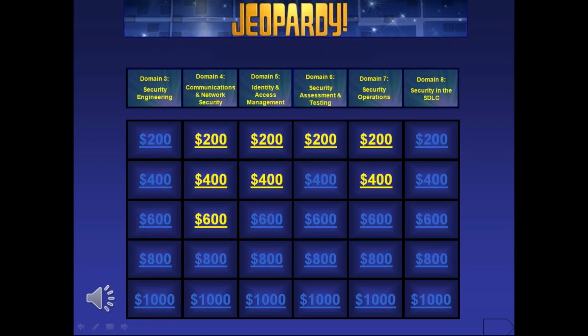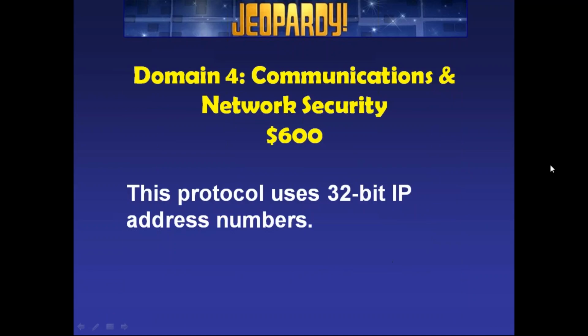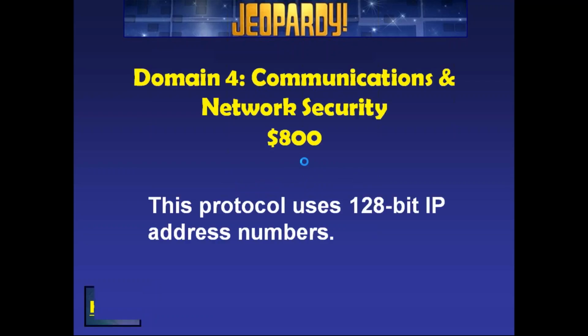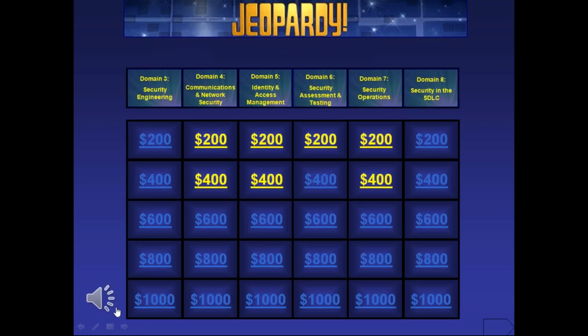Okay, let's go for 600 for domain 4. First correct response, he just got you, Ron, is from Roger. IPv4. The culprit in the fiasco of whoever didn't anticipate the number of devices that were going to connect to the internet. All right, Roger.